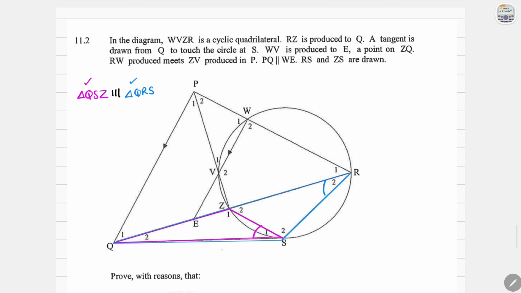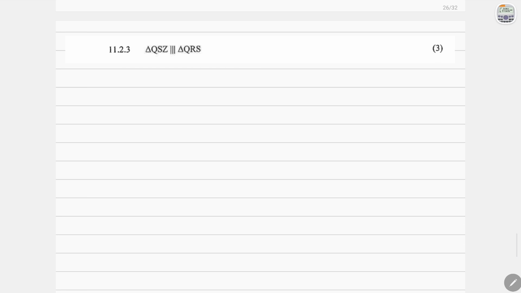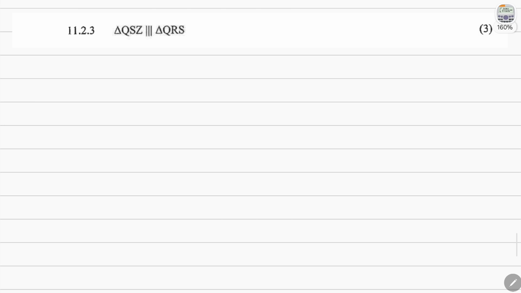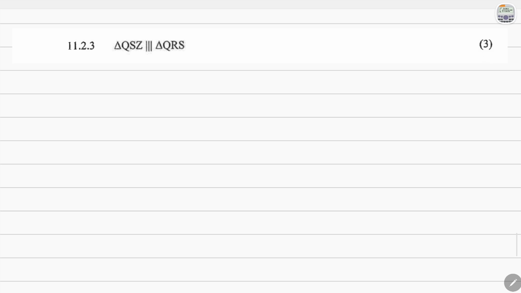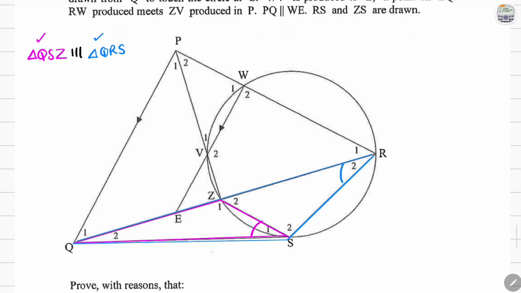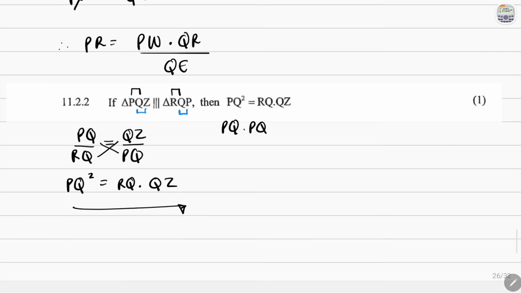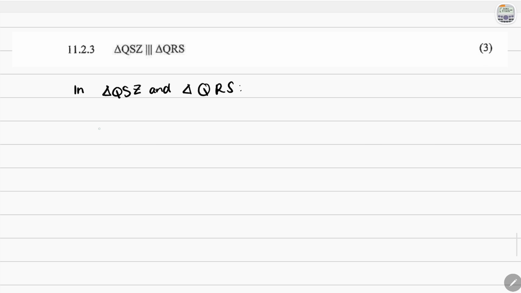And this is the first time I'm seeing this paper, because if you have to go through the paper before actually doing the video on it, you're going to take so long. Okay, so I will start off by introducing the triangles. We'll say in triangle QSZ and triangle QRS, and we're just going to state the things that are equal. We already have two angles equal, angle Q2 and angle Q2. It's a shared angle, so angle Q2 equals angle Q2, and we can just tell them this is a shared angle, so they are equal.